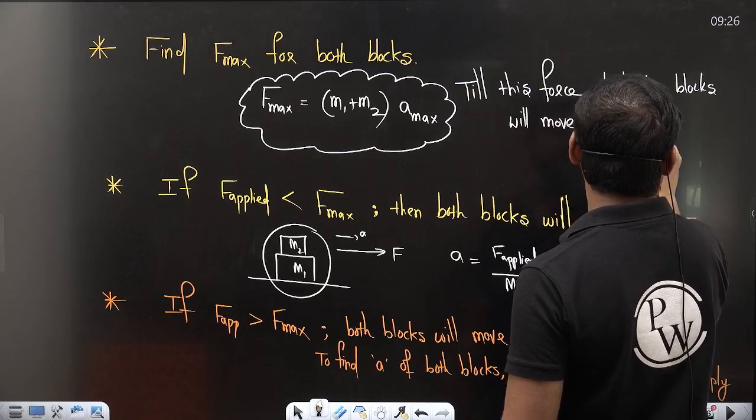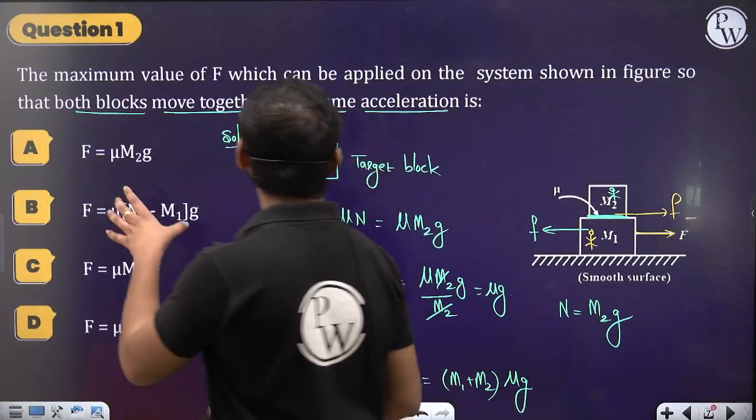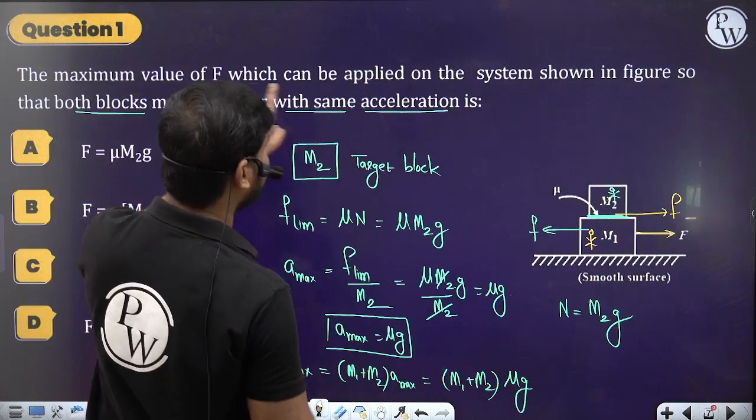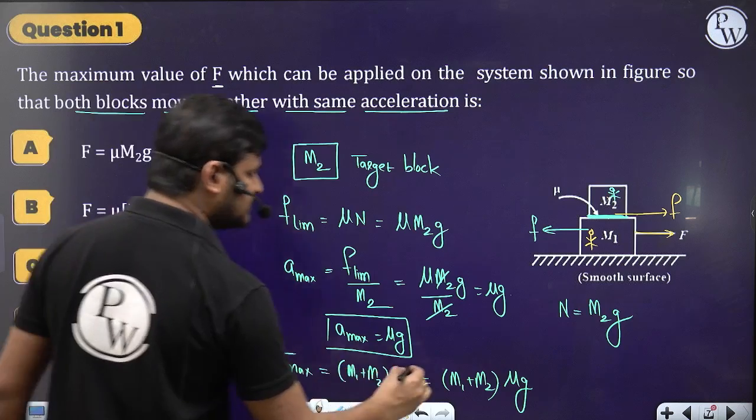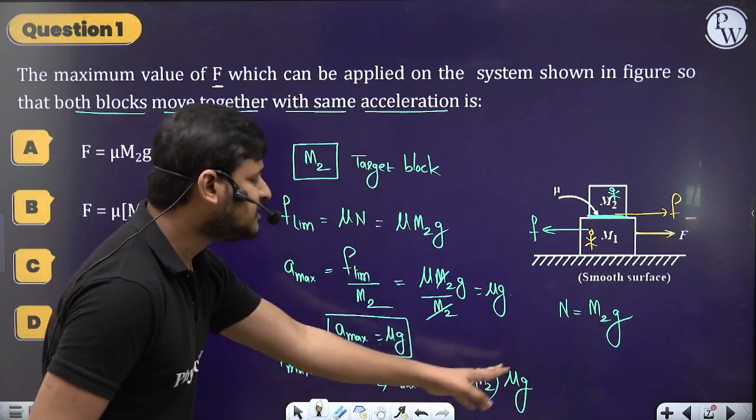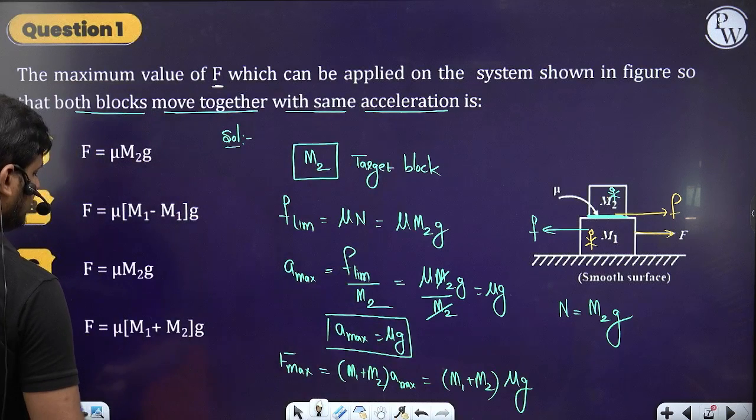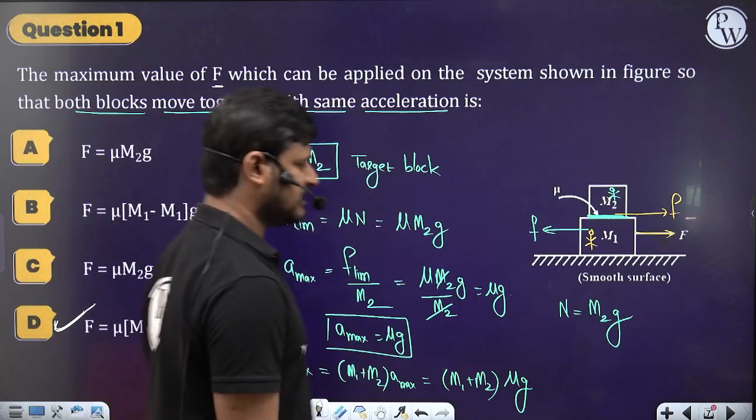Till this force, both the blocks will move together. So what are they asking in the question? What is the maximum value of force that can be applied on the system? So that F max that can be applied on the system so that both the blocks move together is (M1 plus M2) into mu g. So it's going to be (M1 plus M2) into mu g. Option D is the correct one.